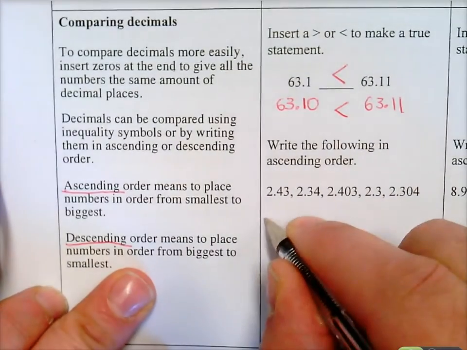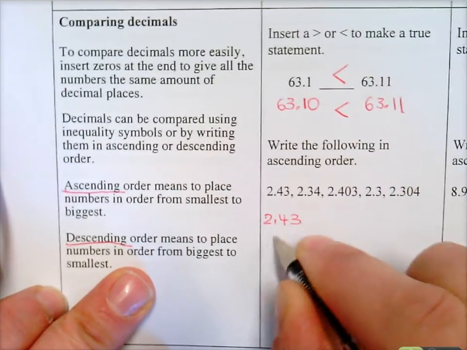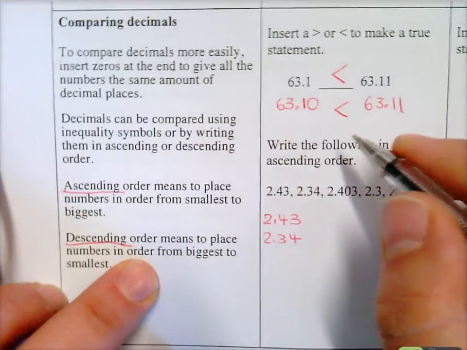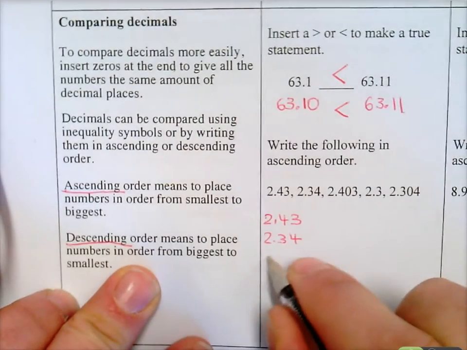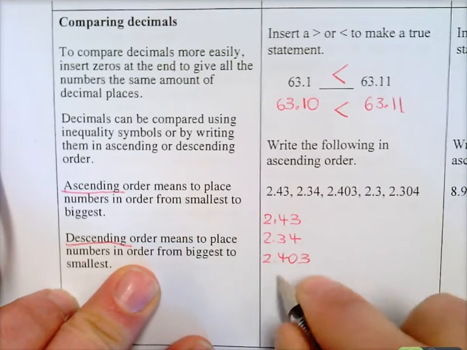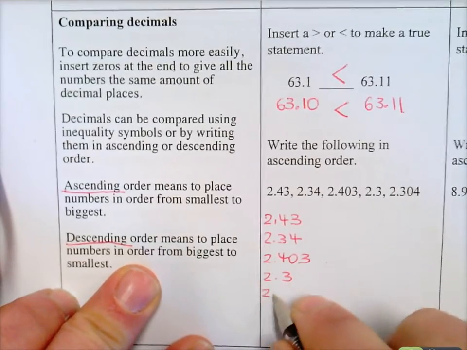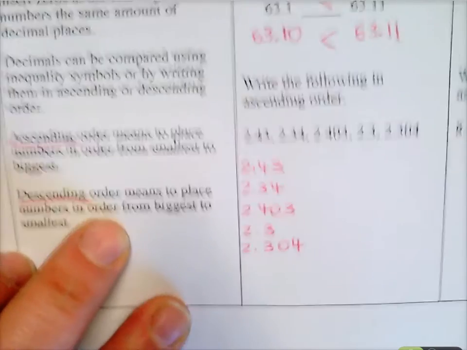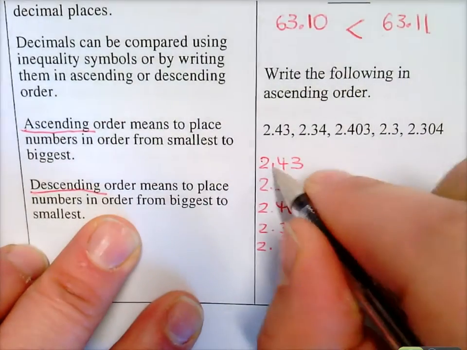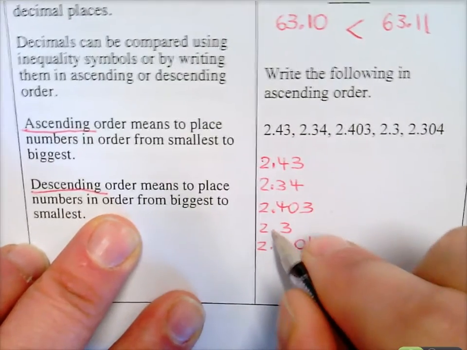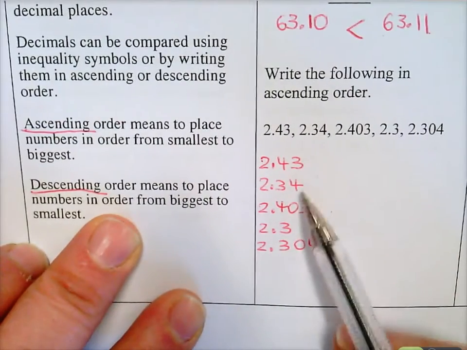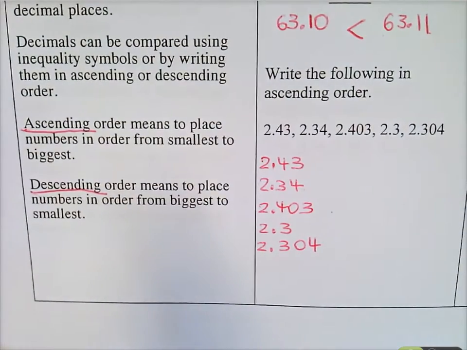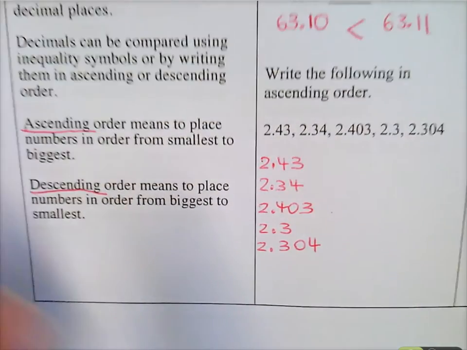So girls, let's start writing them out. 2.43, 2.34, I don't know where I'm going to fit it. Actually, I can put it underneath. Some of them need zeros. 2.403, 2.3, 2.304. Now, what's the biggest number of decimal places? Girls, some of them have got 2 decimal places. Some of them have got 3. Some of them have got 1. How are you going to make them all look the same?